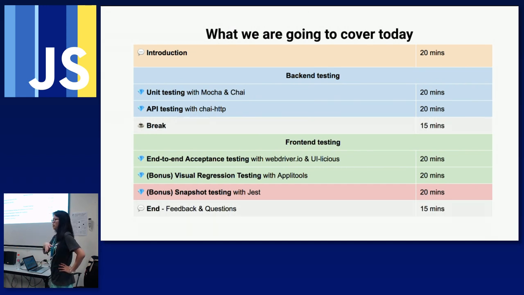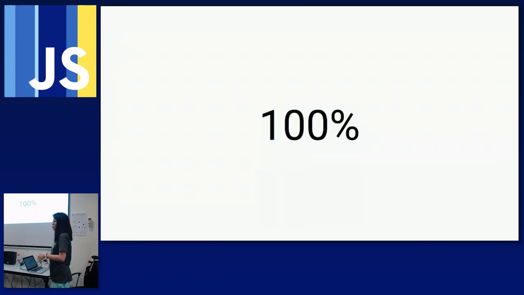And bonus materials, because we have a few interesting guests at JSConf, so we'll grab them and also ask them to do some demonstration of testing with Apple tools as well as JS. So I think to start off, how do we get to 100% testing? It's sort of like this mythical end of the rainbow that you will never reach, but we're going to try.